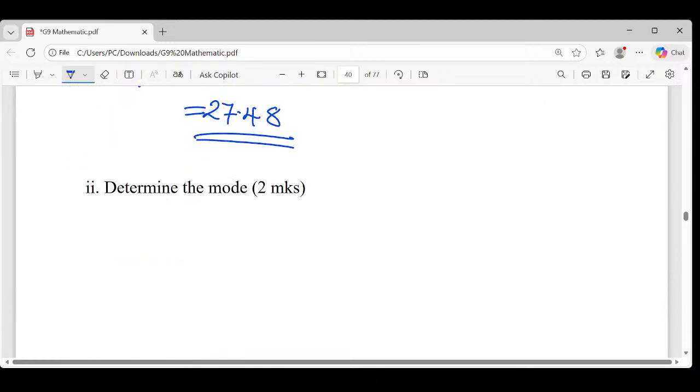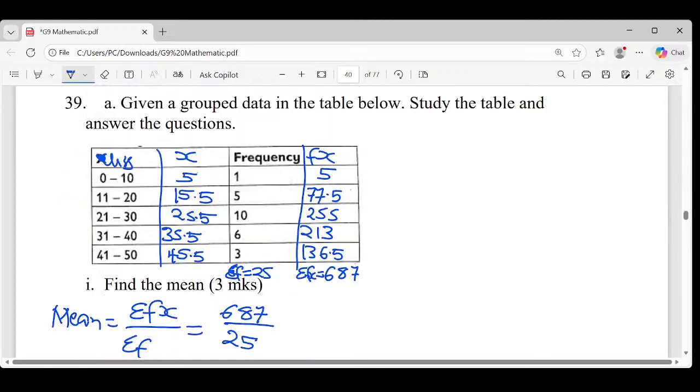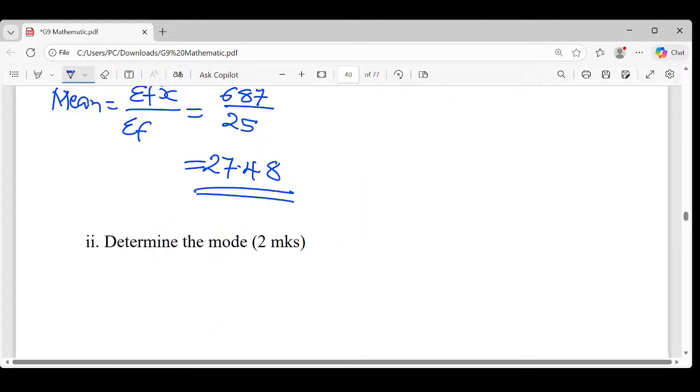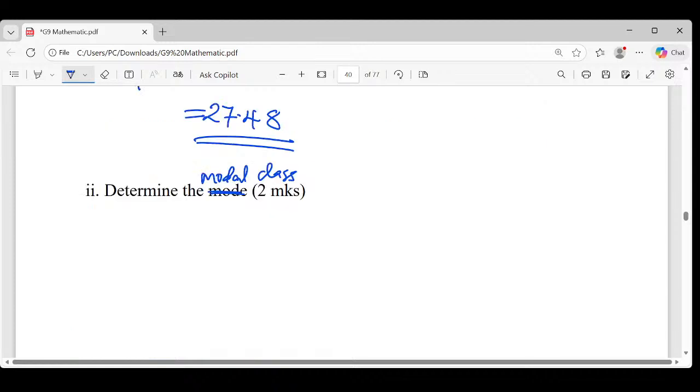Let's look at Roman 2, the mode. When you talk about the mode, you look at the data that has the highest frequency. The question is asked about the modal class. The modal class is the class that has the highest frequency. The highest frequency here is 10. Therefore, the class is 21 to 30. As simple as that, you are done with identifying the modal class.